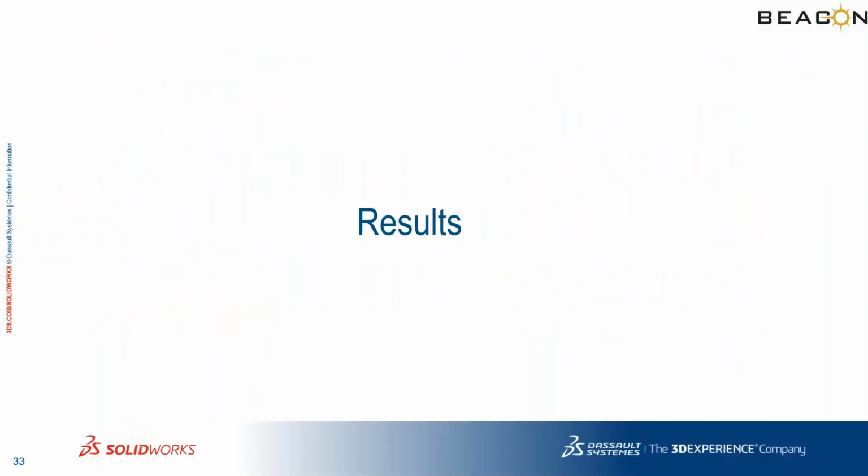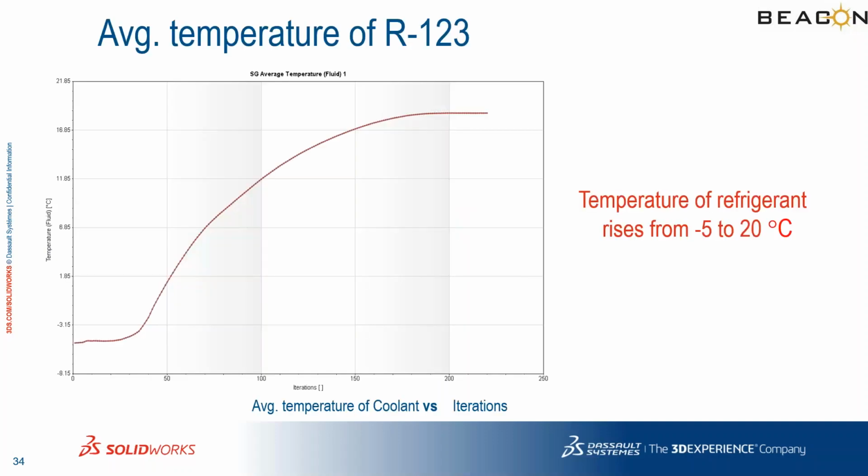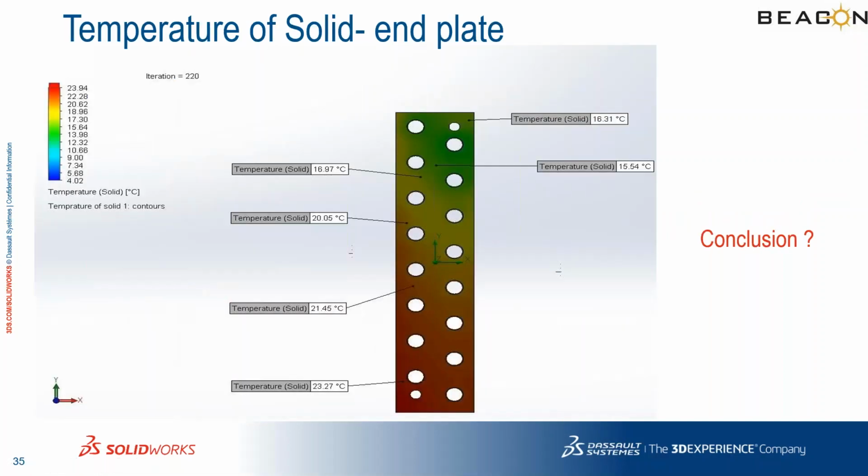So if I just go ahead and show the results, here are the result plots. The temperature of the coolant is raised from -5 degrees Celsius to 20 degrees Celsius. The environmental temperature was 25 degrees Celsius, and here we are actually raising the temperature of the coolant from -5 to 20 degrees Celsius. So let's take a look at the temperature of the solids from the end plate. If I just probe the results, you can see it on the screen.